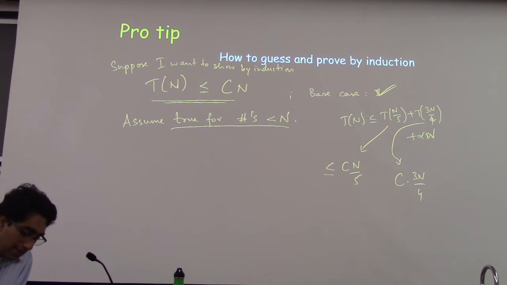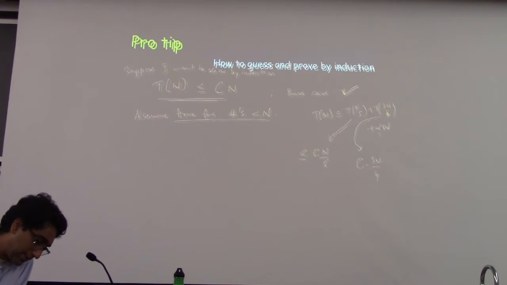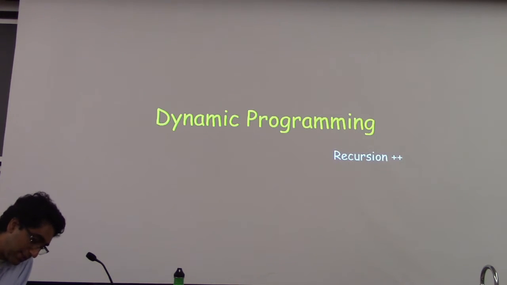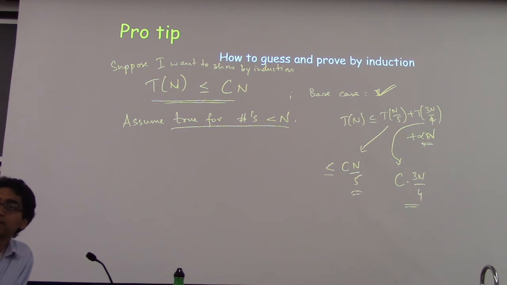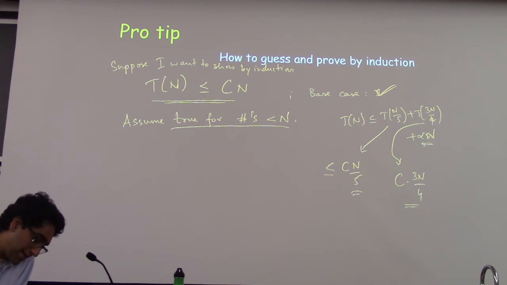Okay. And this is alpha n. So if this proof has to work out, then these three numbers, C times n by 5, 3n by 4 and alpha n, have to add up to smaller than C times n. If I manage to have that, then I would be done. Okay, so in an inductive proof. So what should I do?